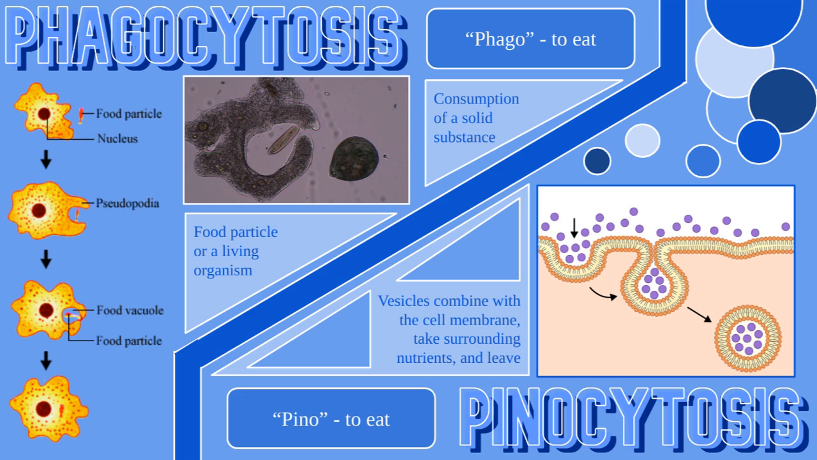Firstly, phagocytosis. In Greek, phago literally means to eat or consume, so that should pretty much foreshadow what phagocytosis is all about. A good example of phagocytosis would be an amoeba. An amoeba is a unicellular organism that hunts for its nutrients.